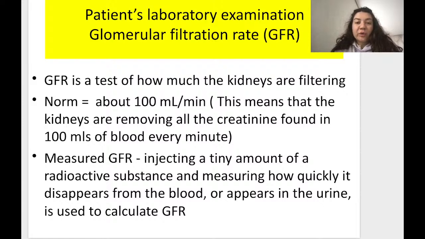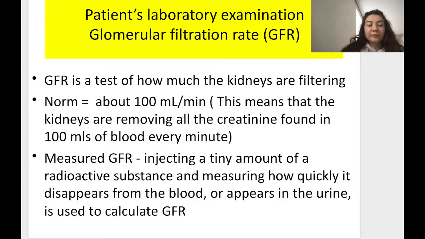Glomerular filtration rate. It is one of the most important indexes, one of the most important tests for renal function. It is a test of how much the kidneys are filtrating, a test for their function. Normally, it is about 100 milliliters per minute. This means that the kidneys are removing all the creatinine found in 100 milliliters of blood every minute.